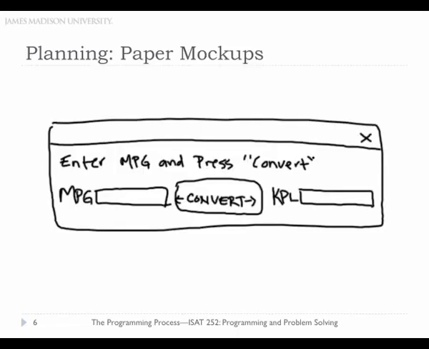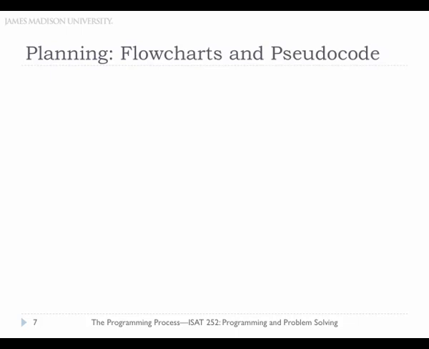Okay, so that was the first phase of planning, paper mock-ups, and this is what we resulted with for our miles per gallon to kilometers per liter converter. So the next phase is going to be working with flowcharts and pseudocode. So let's start with a flowchart. The flowchart is just a basic representation of what's going to happen in sequence as our program is run.